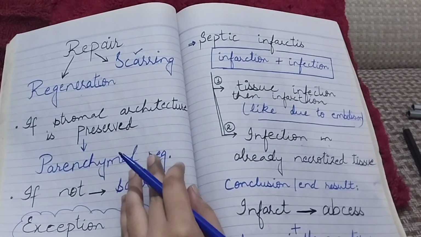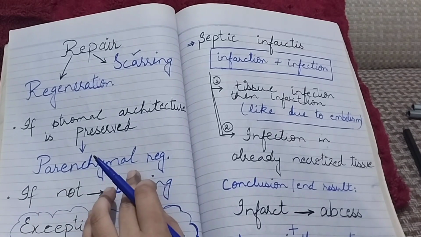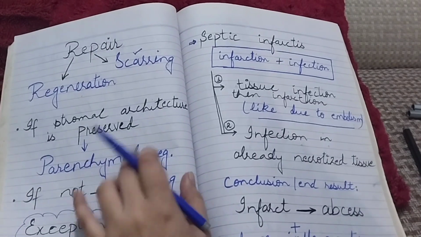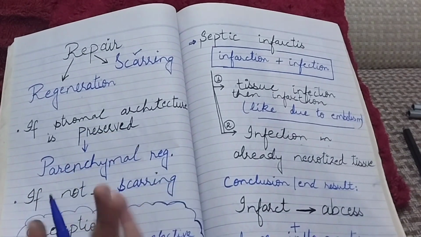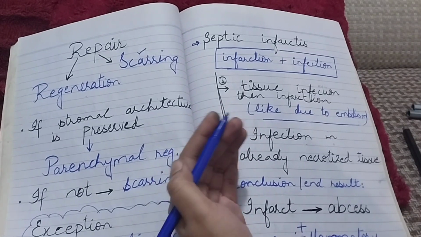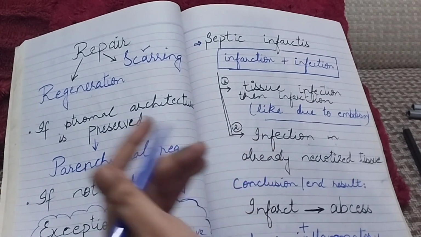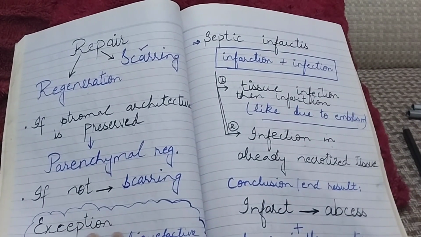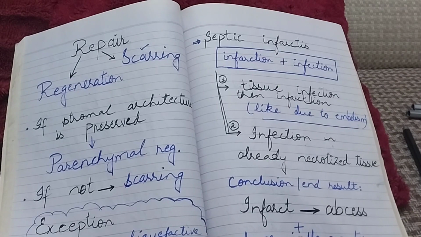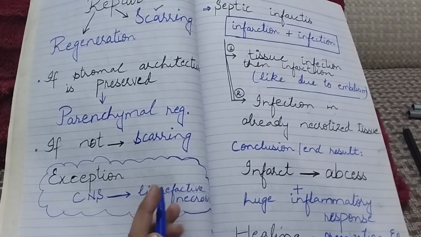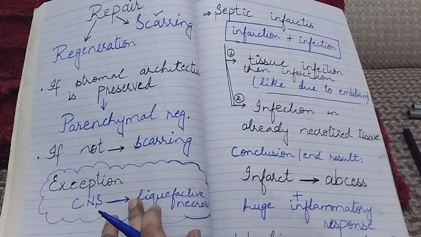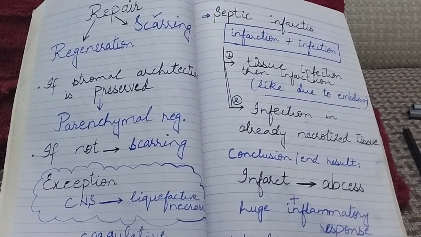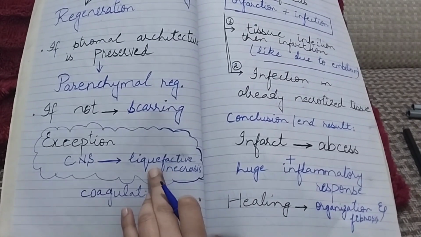In some tissues, parenchymal regeneration can occur at the periphery of infarct only when the stromal architecture is preserved, which is not spared in most of the cases. That's why most infarcts are replaced by scars. But never forget an exception to these generalizations, that is brain. Ischemic injury to CNS can never result in coagulative necrosis. It results in liquefactive necrosis.